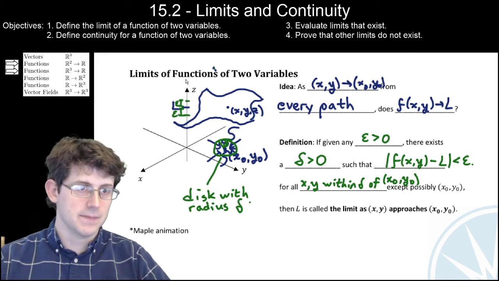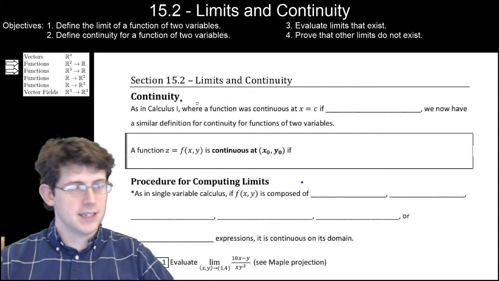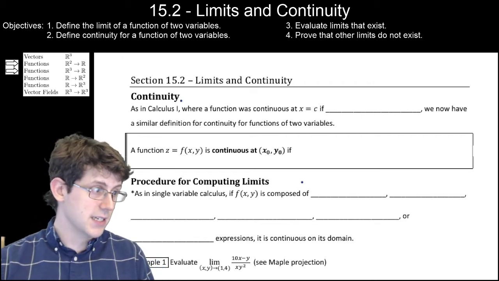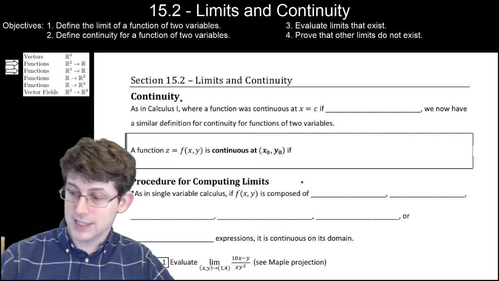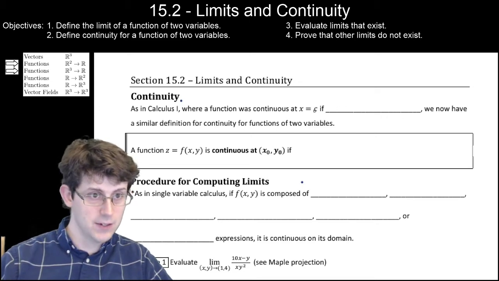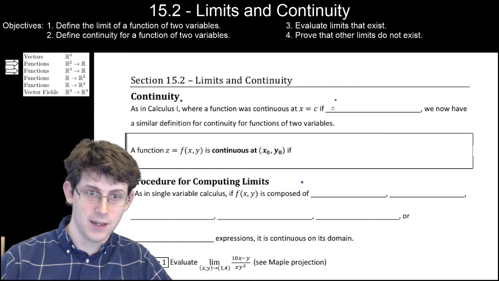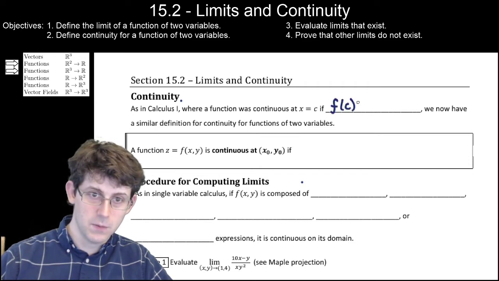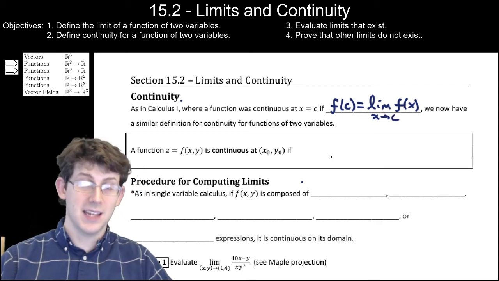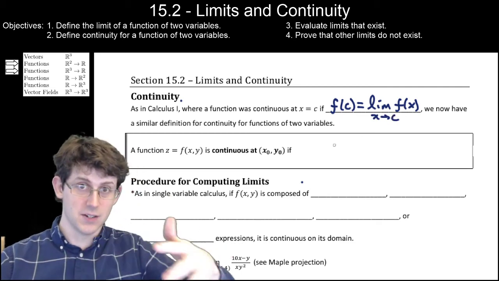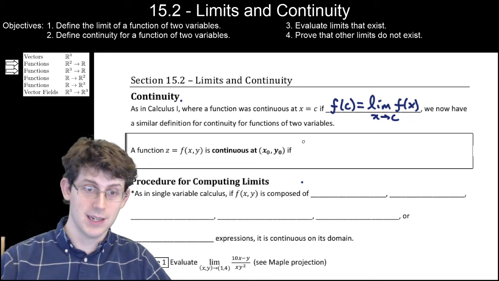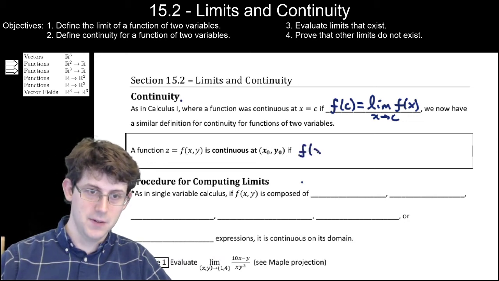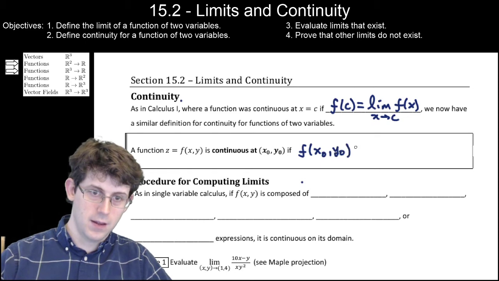So it'll be trickier. The main thing we'll want to do with this is figure out if a function is continuous. In Calc 1, a function was continuous if the limit equaled the function value. So as in Calculus 1, where a function was continuous at x equals c if f of c was the same thing as the limit of the function as x approaches c, we say that our surface, the function that defines the surface, is continuous at this base point if the function value matches the limit.